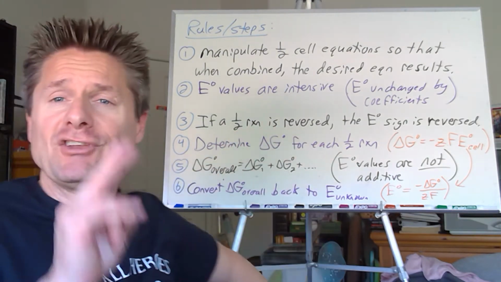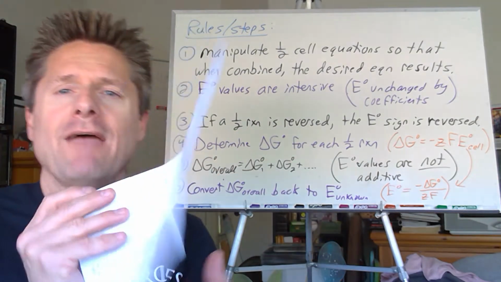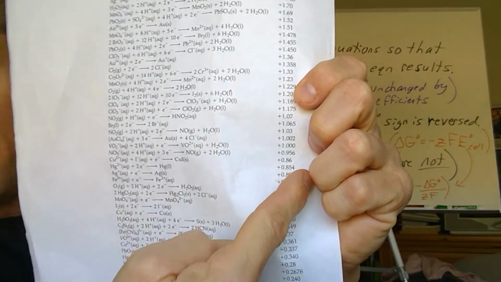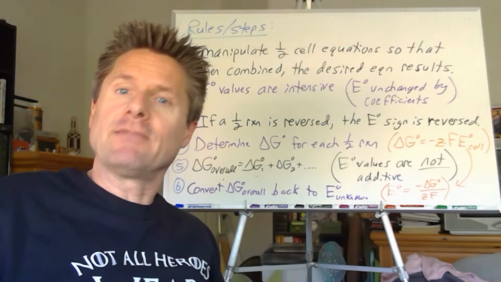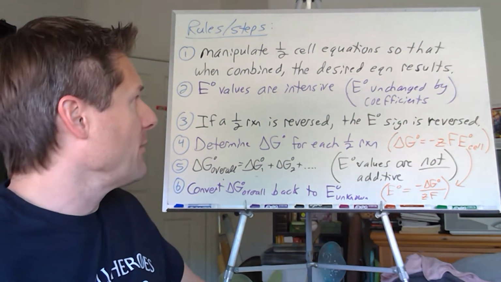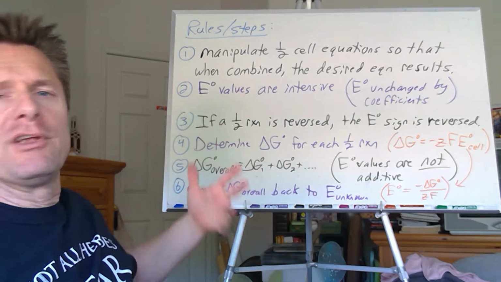If a half reaction is reversed, remember, if we have to reverse one of these, you reverse it and you change the sign. That's it. That's also true in thermodynamics. Not true in equilibrium, but it's true in thermodynamics. So 2 and 3 are just review.